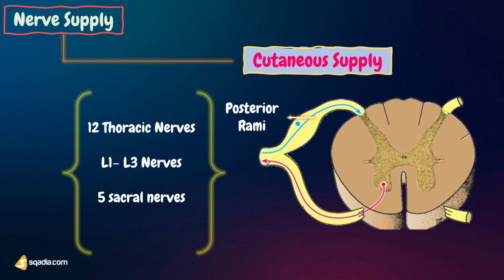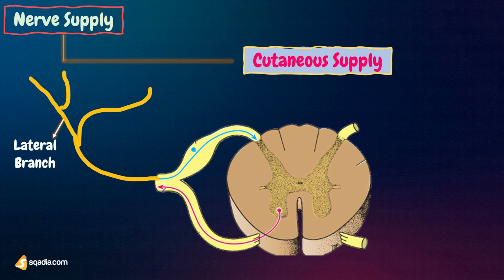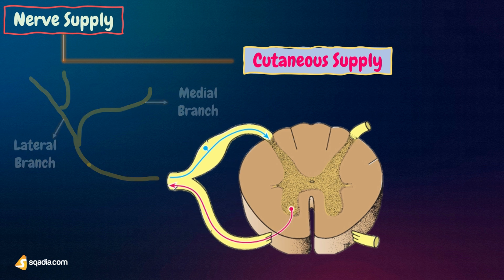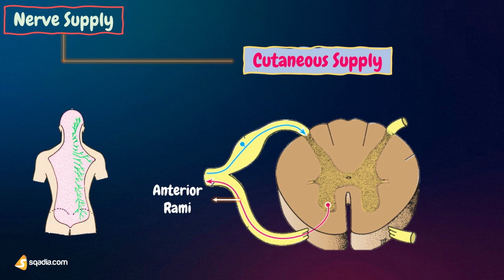Each posterior ramus divides into medial and lateral branches, but only one of them, either medial or lateral, continues to become the cutaneous nerves, while the other goes to erector spinae. The posterior primary rami supply the intrinsic muscles of the back and the skin covering them. As for the anterior rami, the lateral parts of the back are innervated by cutaneous branches from anterior rami.